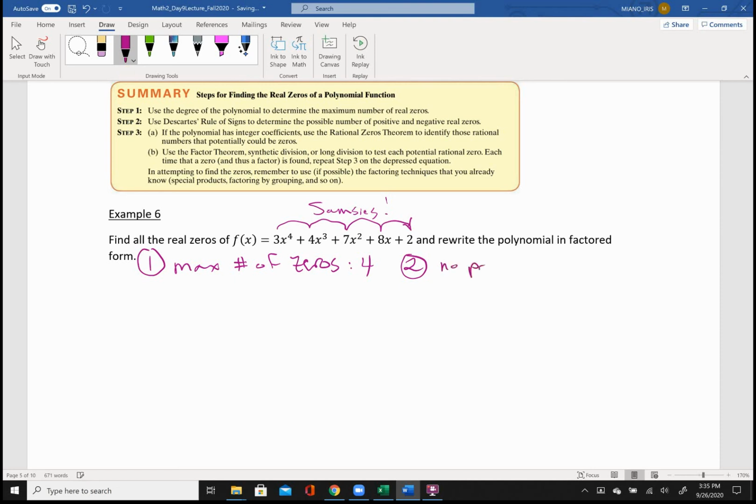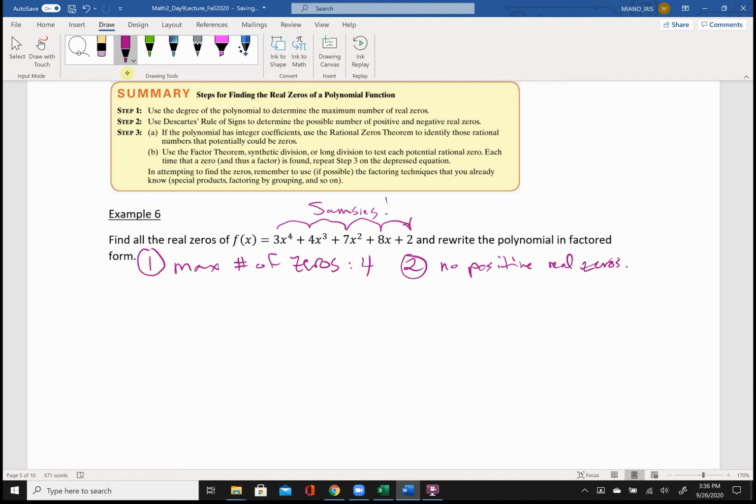No positive real zeros. I guess we should specify. I know what you're thinking. Well, then all the rest of them are negative zeros. Hold on. That might not necessarily be the case. They might all be complex, in which case they wouldn't be categorized as positive or negative. And by complex, I mean non-real complex zeros.